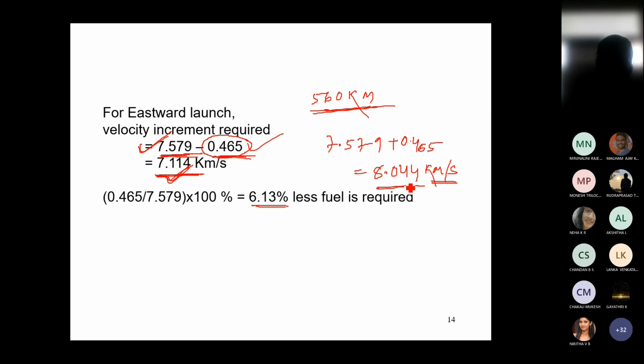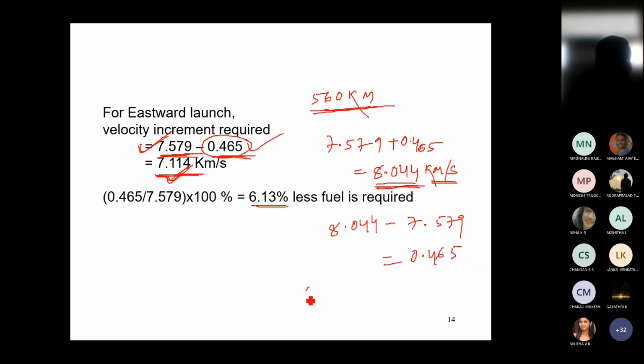So here, if you calculate the amount of fuel, we are not saving fuel because we are launching at an additional velocity. So we need additional fuel. How much additional fuel are we consuming by launching the satellite towards the west direction? What is the extra fuel the rocket is consuming if you launch towards the west? This is nothing but 8.044 minus 7.579. It will come as the same value, that is 0.465.